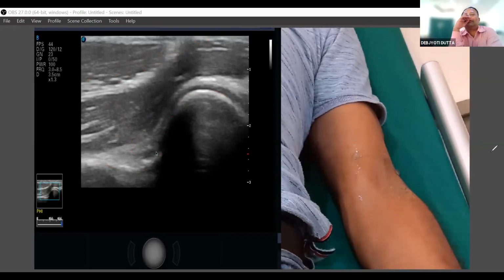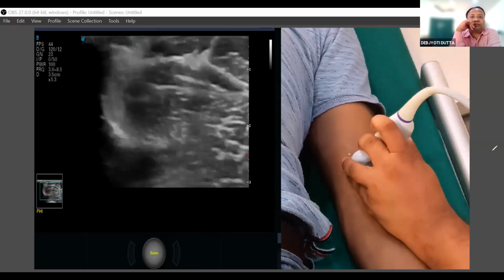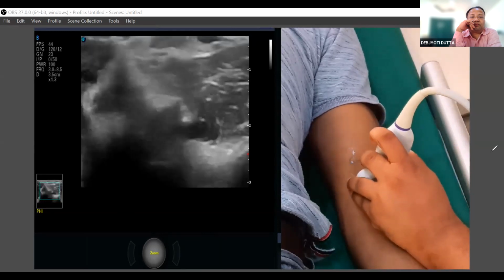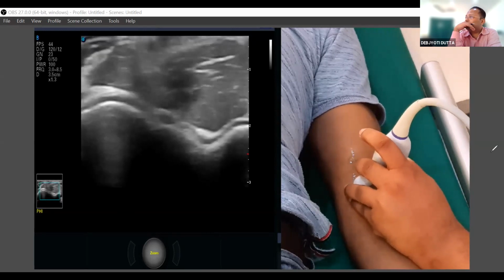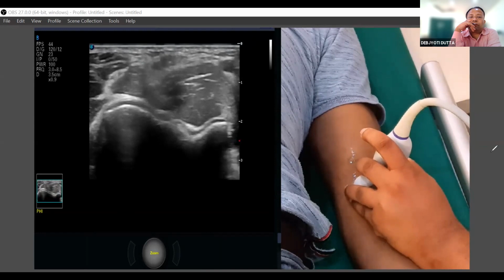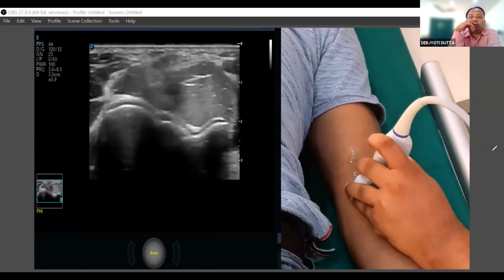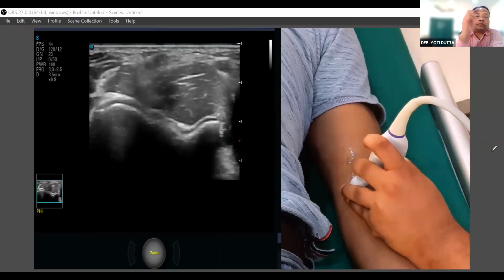So again, I am keeping the aspect marker towards the lateral side of the patient. So left side of the screen will be the lateral portion of the joint. Okay. Again, we are coming to our home view. Now we are zooming out, and here we will get to know the muscles. So again, we are stopping.